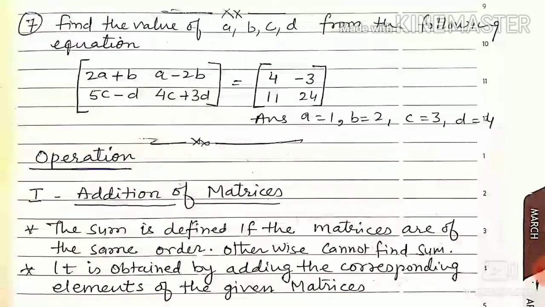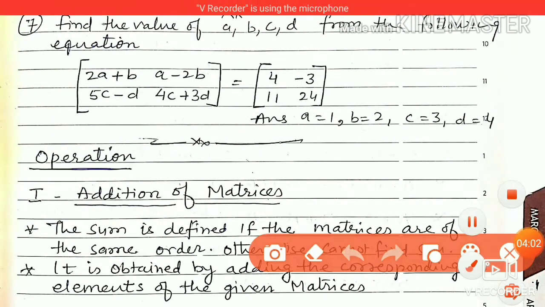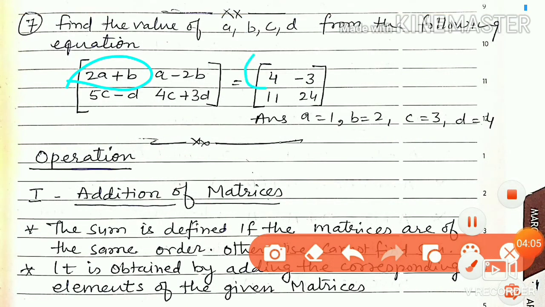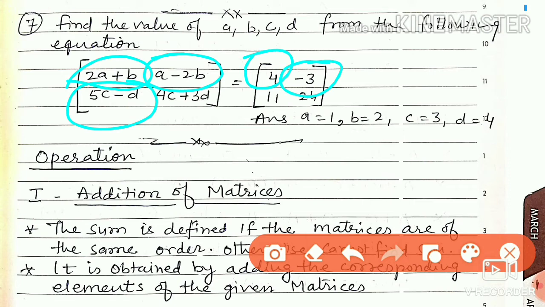Similarly look here, one more question: 2a plus b equal to 4, 2a minus 2b equal to minus 3, and 5c minus d equal to 11, 4c plus 3d equal to 24.